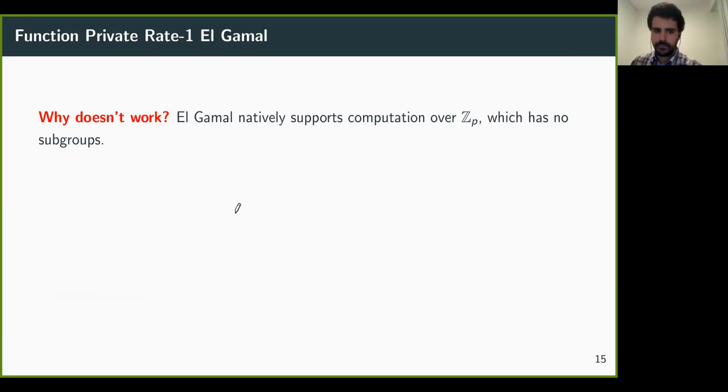Okay, so the last missing piece is that ElGamal doesn't support operations over Z2. So to perform the LPM decryption, D minus S times A, this is an operation modulo 2, but ElGamal only supports operations over Zp.